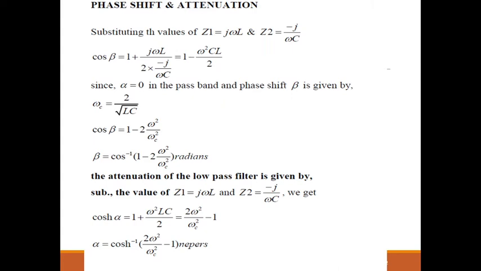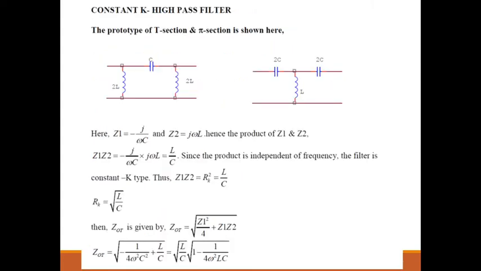Similarly, we move to the next topic, the high pass filter. Here also we consider the prototype T section or pi section as shown here, but the Z1 and Z2 are different.